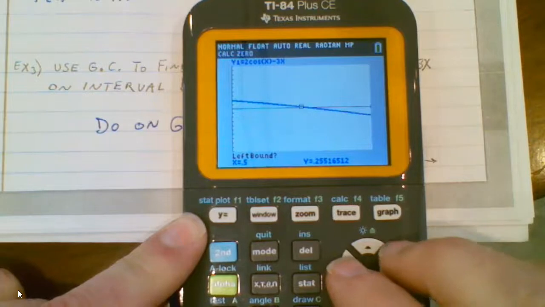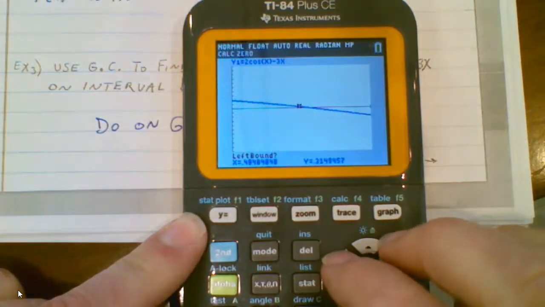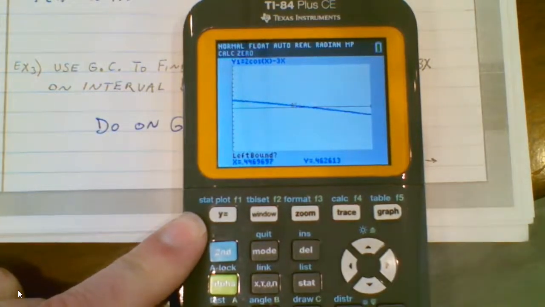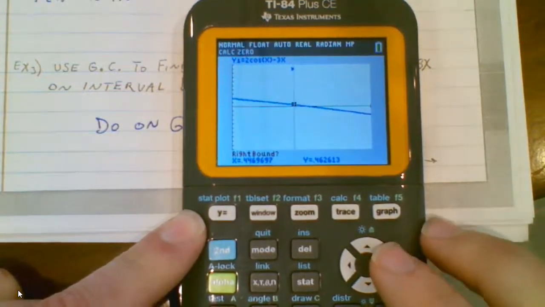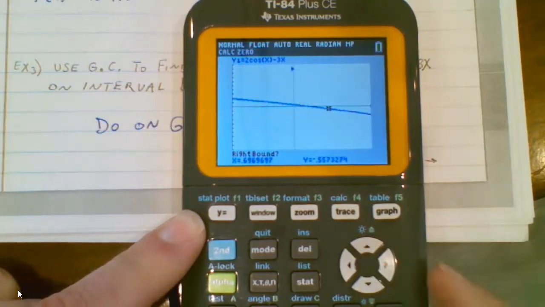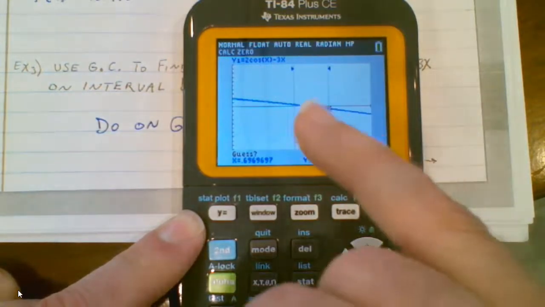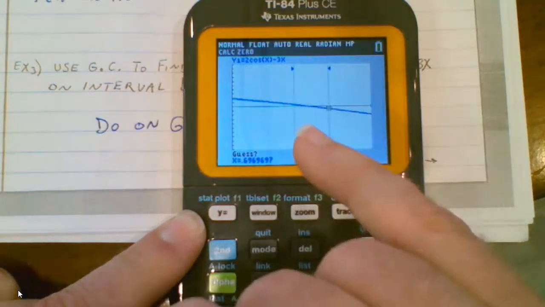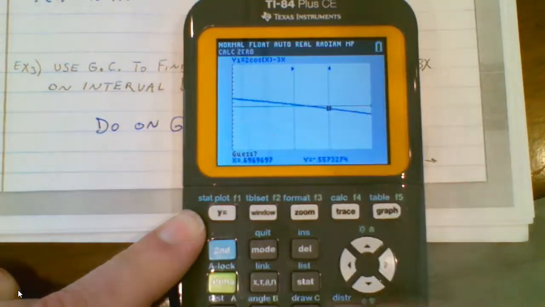So for the left boundary, you just have to be anywhere to the left of your intercept and hit enter. And it's going to throw up a little boundary line. When it says right boundary, now I have to be anywhere to the right of my intercept and hit enter. And so what we're doing is we're giving the calculator a boundary for where the 0 is located. So now when it says guess, just hit enter. And it's going to give us the x-intercept for that portion of the graph.